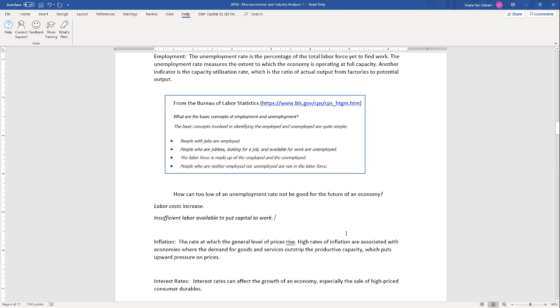Another variable that's important is inflation, and that's the rate at which the general level of prices rise. High rates of inflation are associated with economies where the demand for goods and services outstrips their productive capacity, which puts upward pressure on prices. The number one example of that right now is Venezuela. You saw that they are probably the slowest growing economy, and one of the problems is rapid and massive inflation.